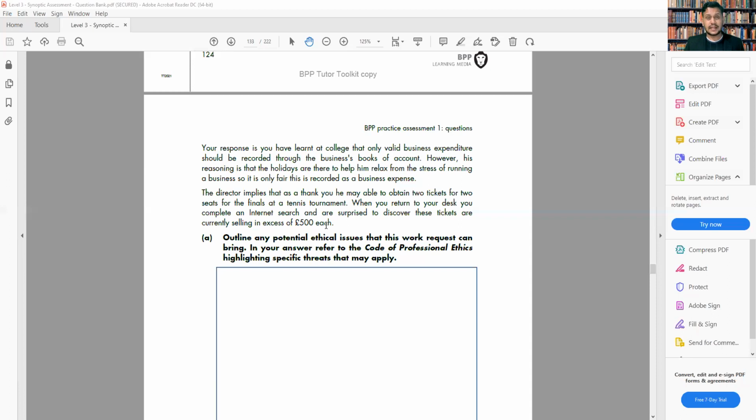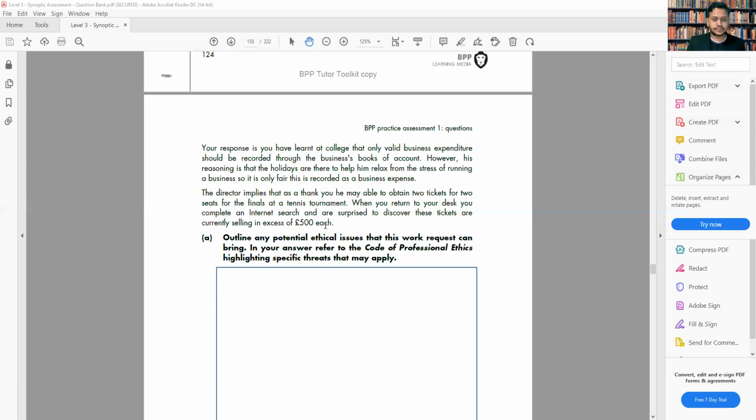Now here it is very clear, because of the two tickets for the final tournament of the tennis, it might have an impact on your decision. You might think, okay, I'll claim all the expenses, and you know this is not right. So this is the situation.